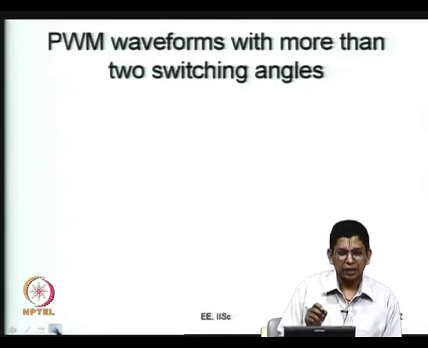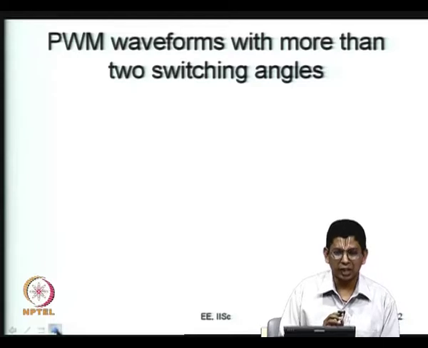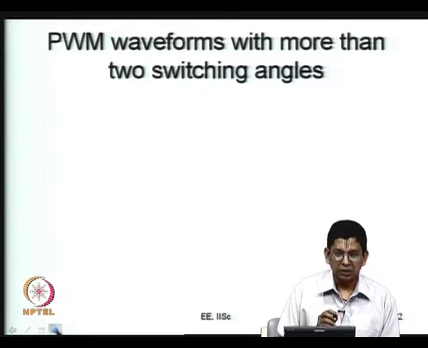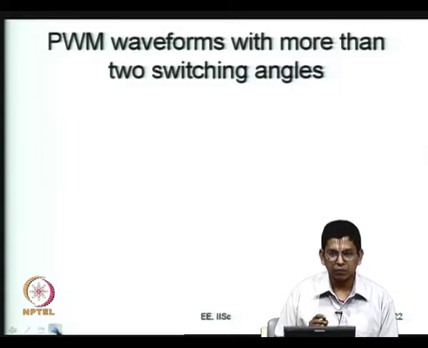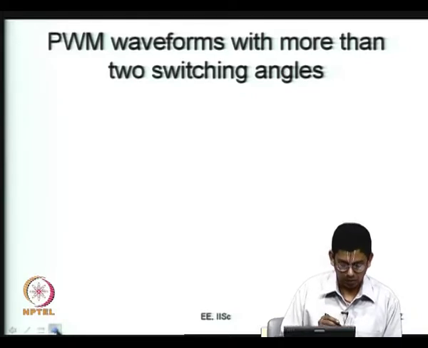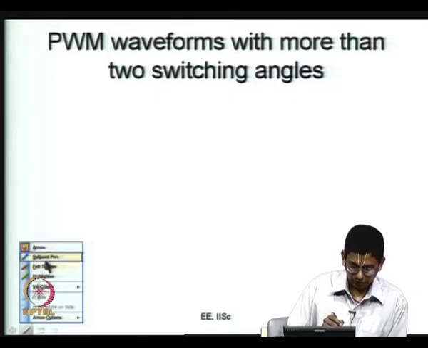So, we were looking at this only up to 2 switching angles. Now you want to go to more than 2 switching angles, because you must realize that we took 2 switching angles only as a means to improve our understanding. We just wanted to understand the relationship between the fundamental voltage and the harmonic voltage on one hand, and the switching angles on the other hand. So, we kept the problem simple with only 2 switching angles. So, what is this 2 switching angle waveform?